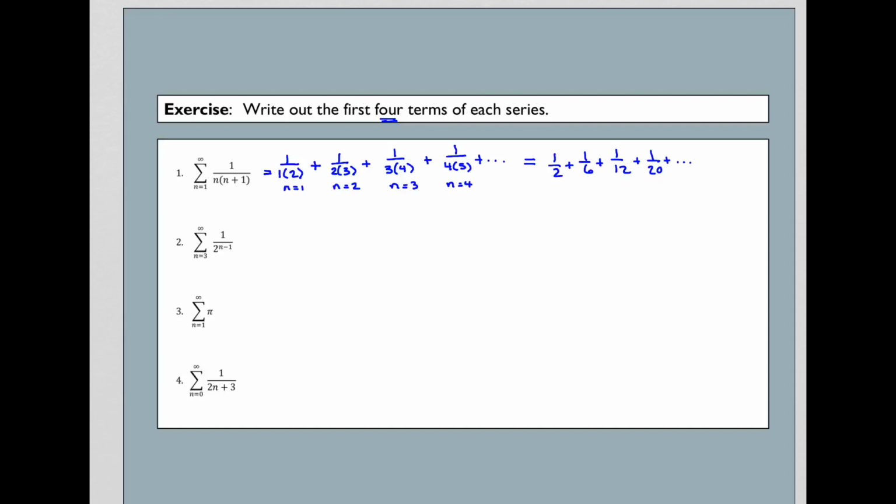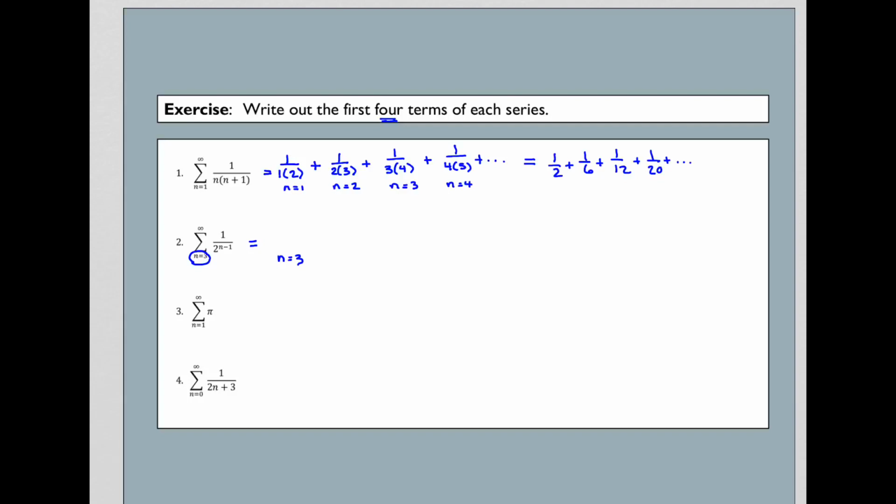Cool. I bet you can do the next one. Let's take a look at example 2. The key about this example is we want to notice down the bottom that n, instead of starting at 1, is actually starting at 3. An infinite series can start at any positive integer down here, so you have to be really careful to make sure you have that right number.